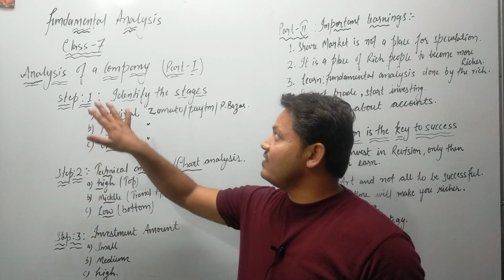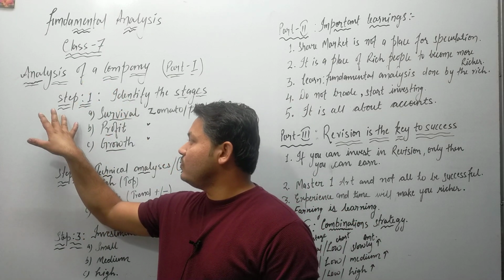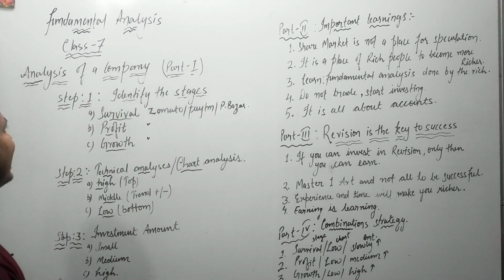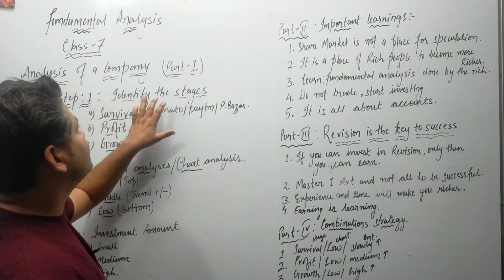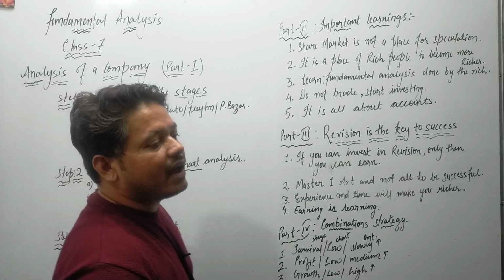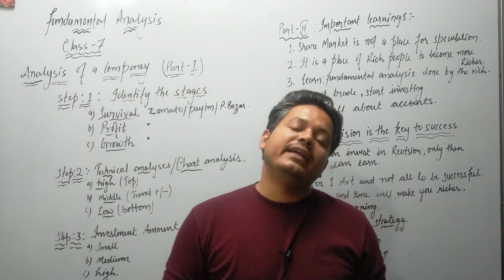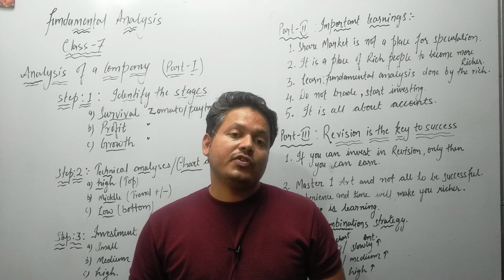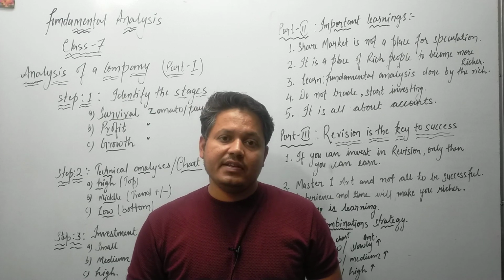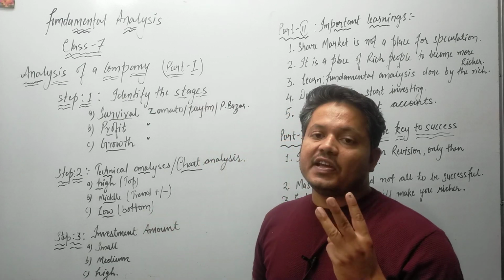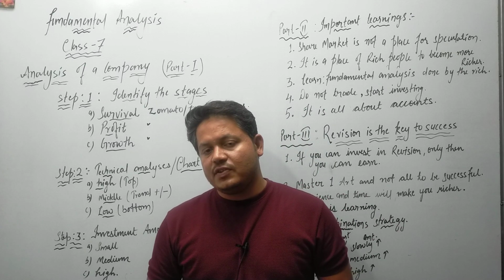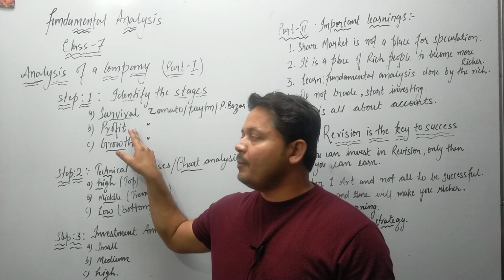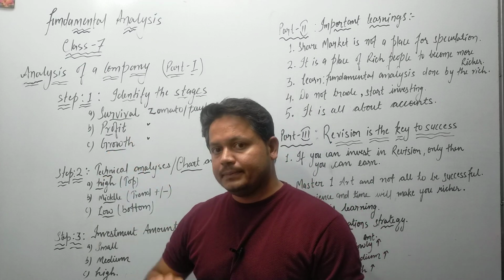So, in analysis of a company, there are 3 steps. The first step is to identify the stages in the company. There are mainly 3 stages, as you have studied in your 12th standard business studies. The first stage is survival, the second is profit, and the third one is growth.